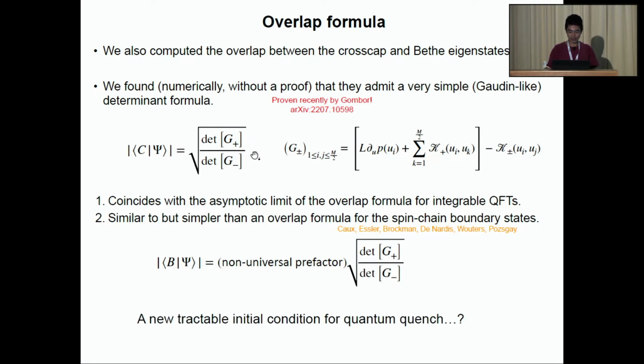Okay, so this is basically telling you that having this analytic expression potentially allows us to compute the time evolution of this crosscap state, and maybe it provides us a new tractable initial condition for quantum quench, which is quite different physically from the boundary state because it's long-range entangled.